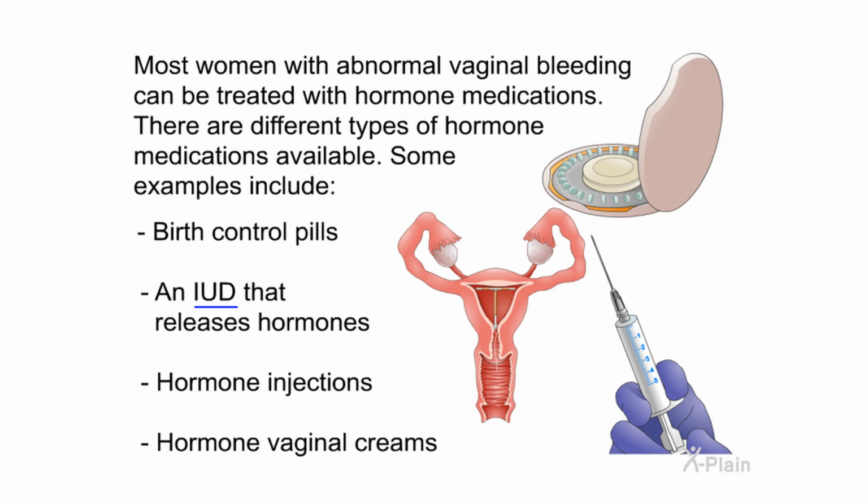Most women with abnormal vaginal bleeding can be treated with hormone medications. There are different types of hormone medications available. Some examples include birth control pills, an IUD that releases hormones, hormone injections, and hormone vaginal creams.